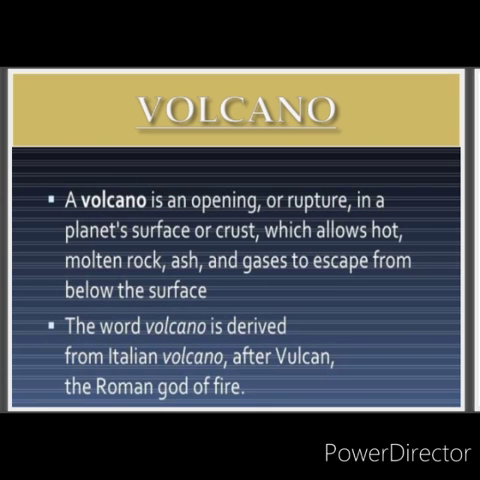Now, what is volcano? So, a volcano is an opening or rupture in a planet's surface or crust which allows hot molten rock, ash, and gases to escape from below the surface. The word volcano is derived from Italian volcano, after Vulcan, the Roman god of fire.